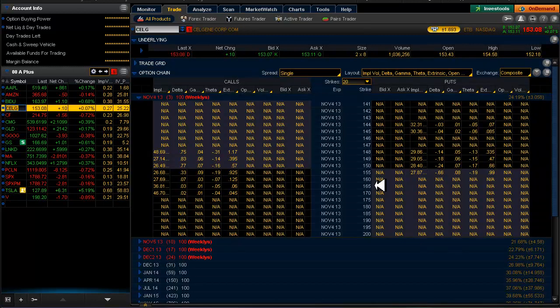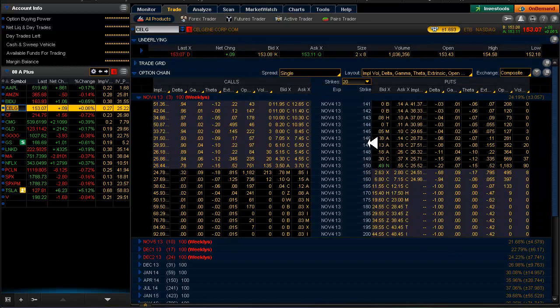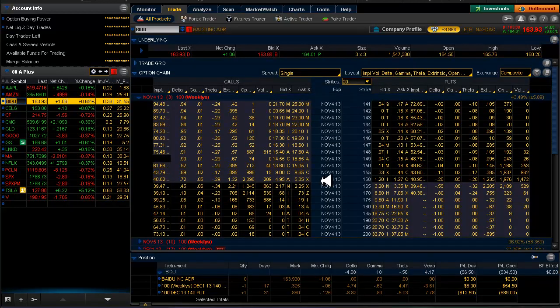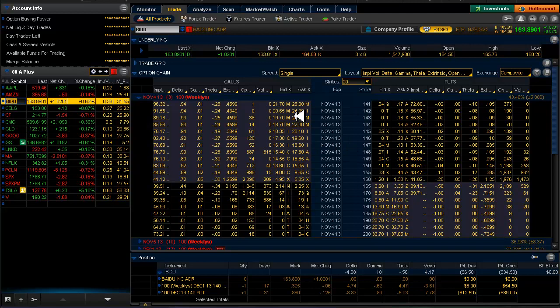Celgene has a $1 spread between the strikes. Baidu also has a $1 spread between the strikes, so that's what we're looking for. A lot of times you can find stocks that are $90 to $200 that have $5 increments in their strikes, and that's not good. We don't want to play with those. So that's the one thing that we would primarily be looking for.